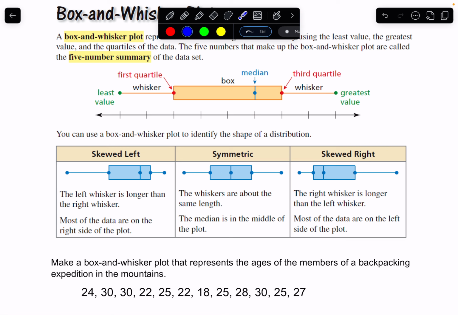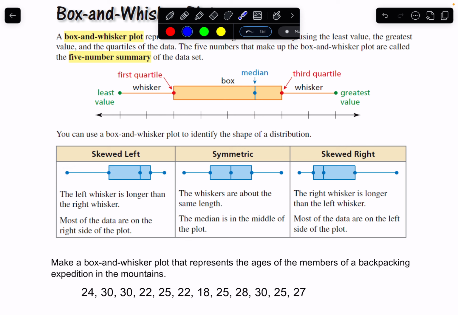Now, skewed left means that there must have been an outlier to make this whisker on the left a lot longer than the whisker on the right. Or maybe several outliers that made the box on the left bigger than the box on the right. So when you look at this data, when you look at this graph on the left, 50% of the data is in this little tiny area, and the other 50% is spread out along this great big area.